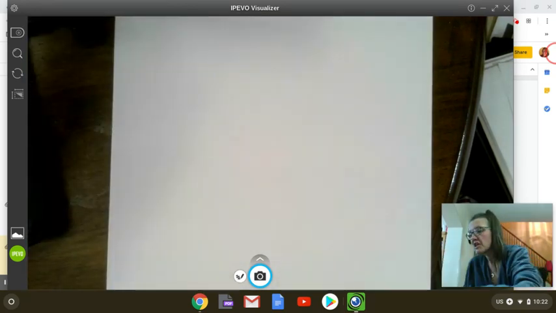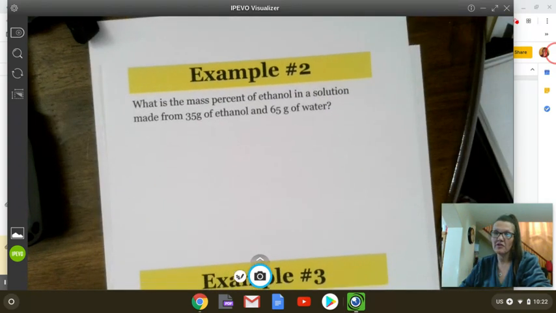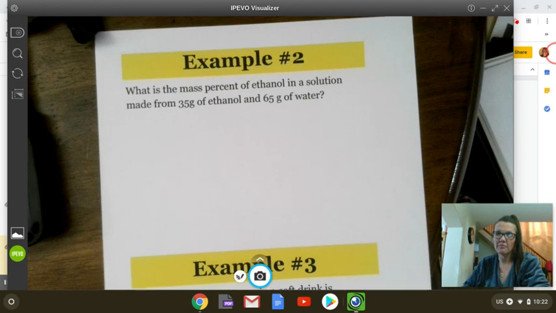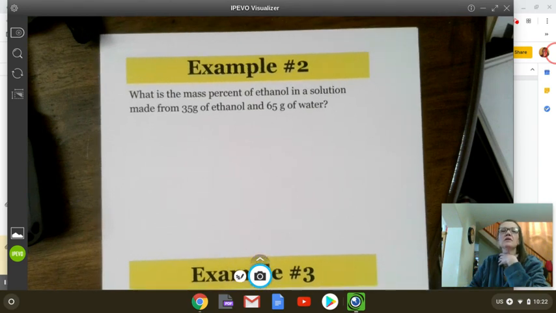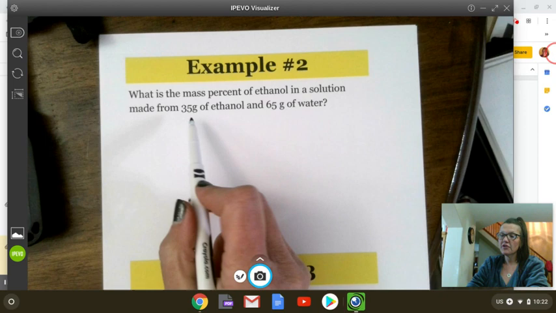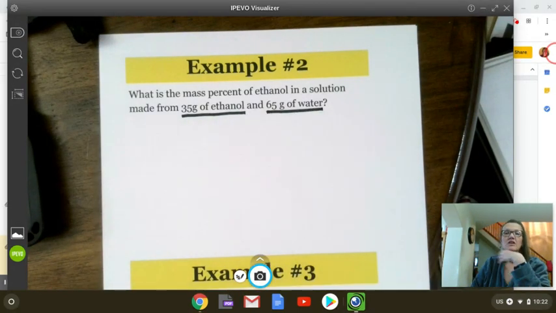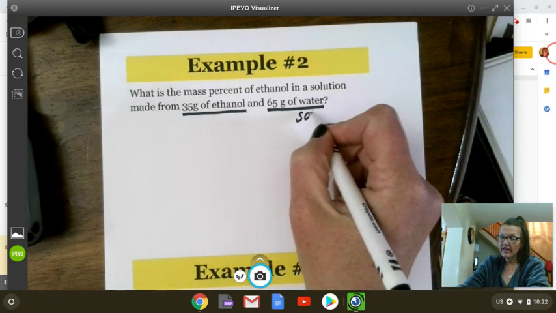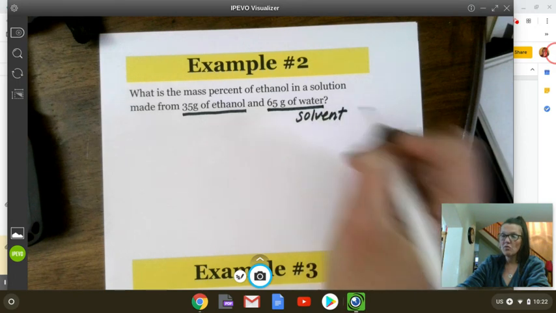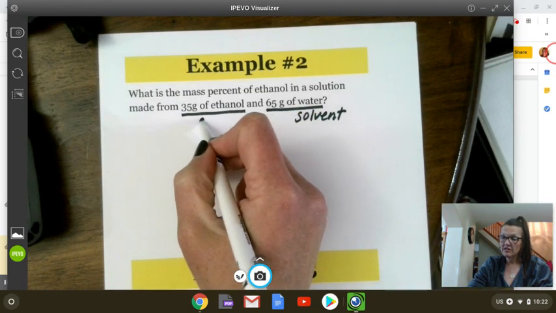Okay, let's check out example number 2. This is the kind of problem you would do if you were talking about a percent solution on an alcohol bottle. So what is the mass percent of ethanol, which is the alcohol that people drink, in a solution made from 35 grams of ethanol and 65 grams of water? So real quick, let's identify our players. Water is always the solvent, always, right? Pure water is the solvent. Ethanol then must be our solute.